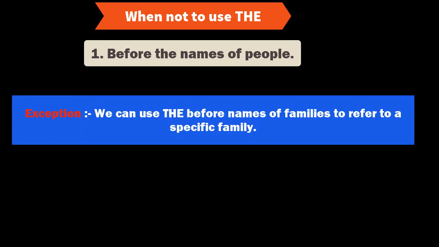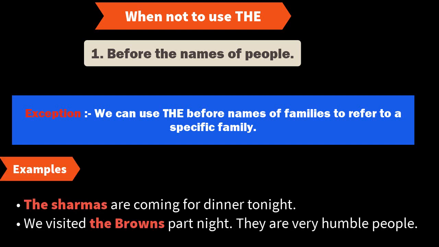But guys, there is an exception to this rule. Which is when you want to refer to an entire family, you can use the before the name of that family. Alright? So you can say the Sharmas are coming for dinner tonight. The Sharmas. Sharmas refer to a particular family. And when I use that, I know that you know which Sharmas I'm talking about. If I know that you do not know which Sharmas I'm talking about, I would not use the here. Okay? But when I know that you know what I'm talking about, you are aware of that family, I can use that.